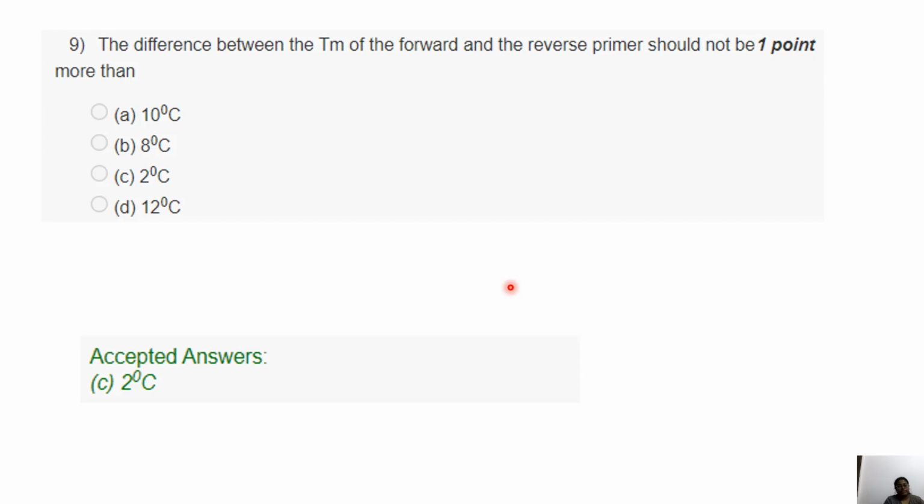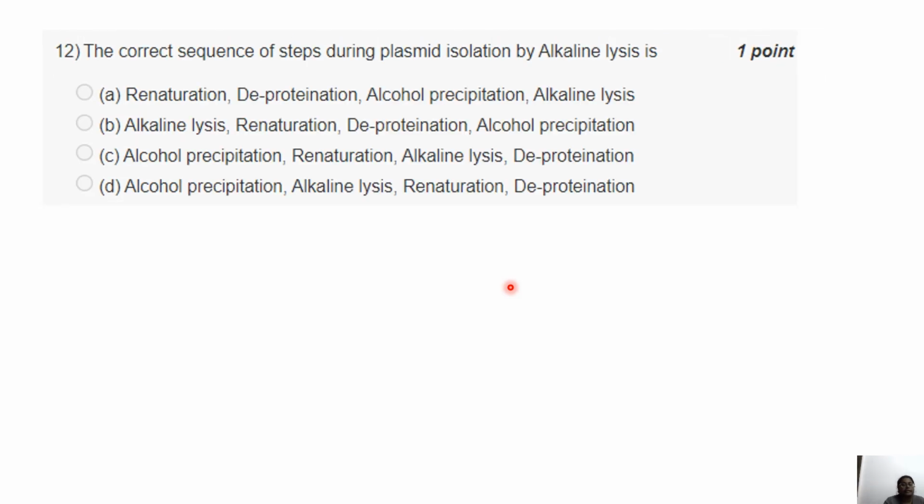Okay, so the next question is: the correct sequence of steps during plasmid isolation by alkaline lysis is. There are 4 options. You can try answering this question. I'll wait for a few minutes, then we'll discuss. Tell me which one is the correct option.